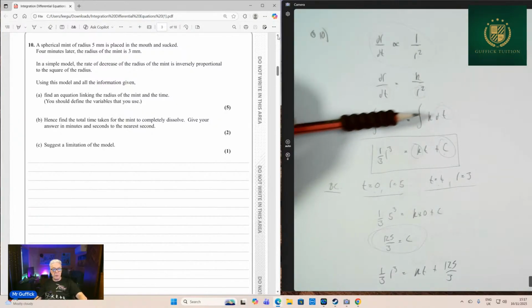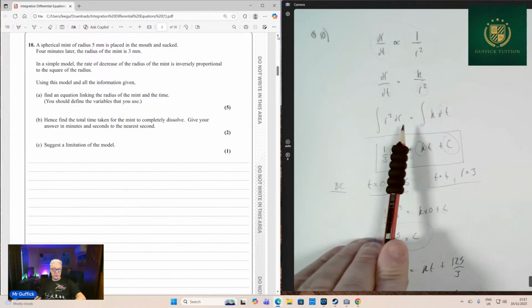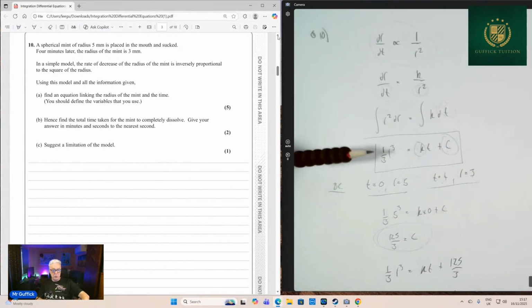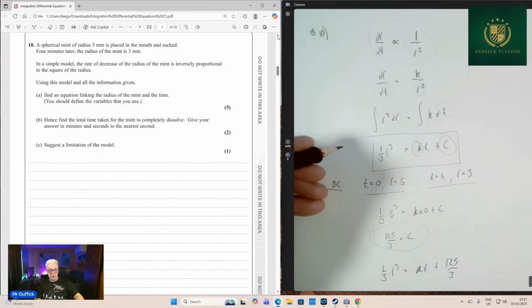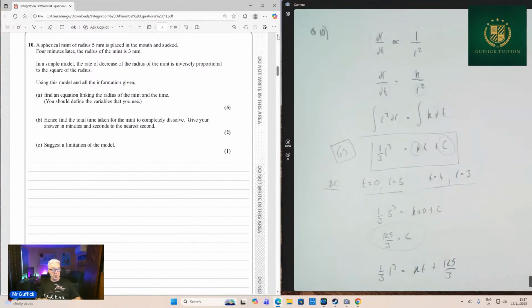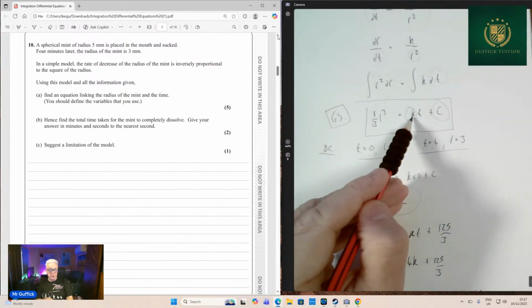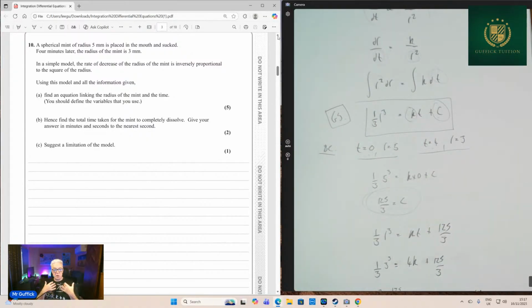Then you just integrate both sides. The left-hand side with respect to r, the right-hand side with respect to t. And that gives you what's called a general solution, okay? And that's just the name for a solution when you don't know what the constants are. Now, once you've done that, we've got two unknowns, k and c, and you need two pieces of information to work those out, okay?